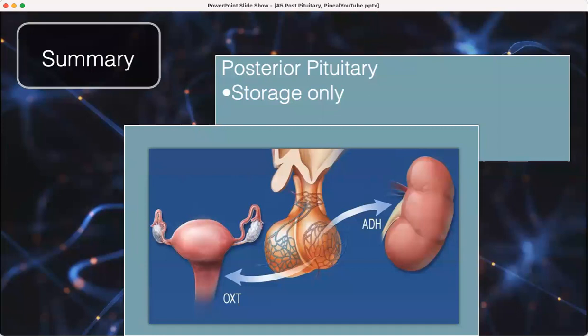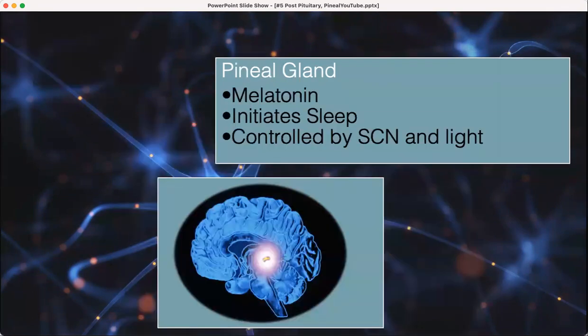So in summary, the posterior pituitary gland stores oxytocin and antidiuretic hormone. They're stored, and only on command of the hypothalamus do they get released. The pineal gland produces melatonin, which initiates sleep. It's controlled by the suprachiasmatic nucleus and light, keeping it synchronized. If you have lots of light before bedtime or anything but candlelight or moonlight, it will inhibit melatonin production.